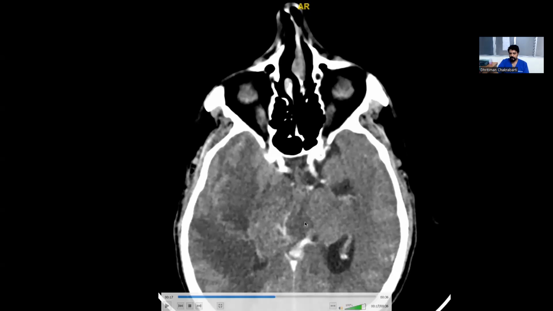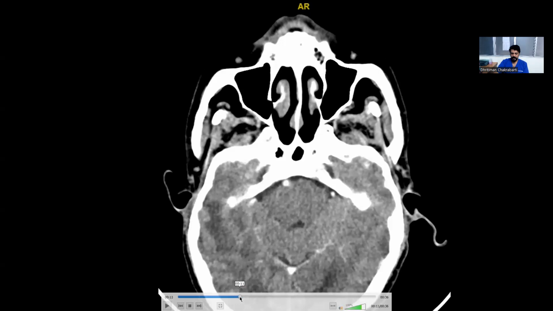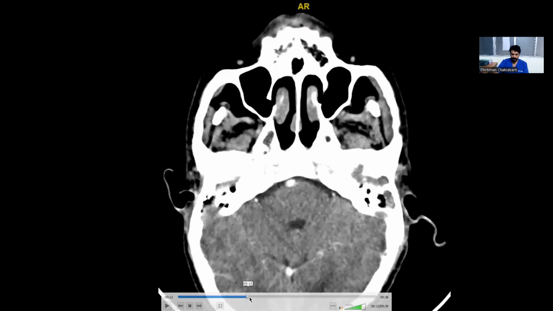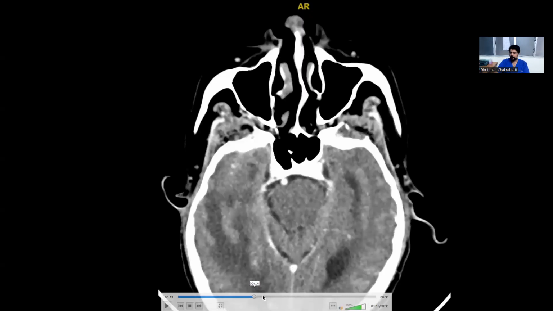Okay. Now let's look at the posterior fossa related stuff, specifically your herniations. The transtentorial herniation. Now, before we go to the herniation discussion, we have to know a little bit more about the anatomy of the posterior fossa, brainstem, and the temporal lobes.